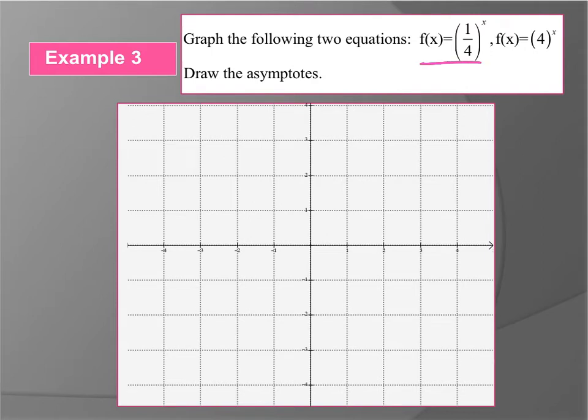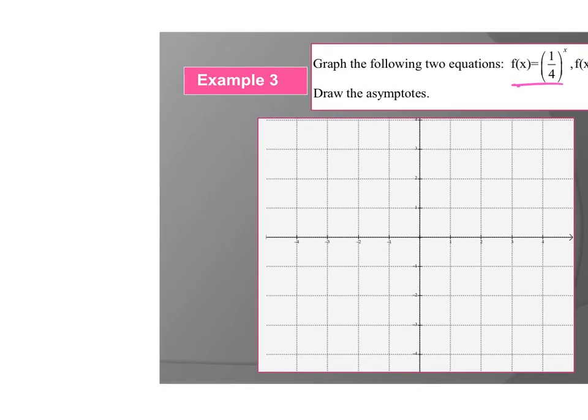So let's start with f of x is equal to 1/4 raised to the power of x. Let's plug in numbers. Again, let's plug in -1, 0, and 1. So we have 1/4 raised to the power of -1, what would this be? It would be 4. So then what would our point be? Negative 1, 4. So we go to the left 1 and up 4.